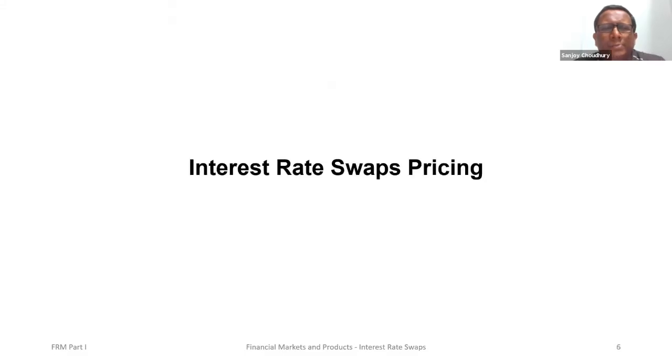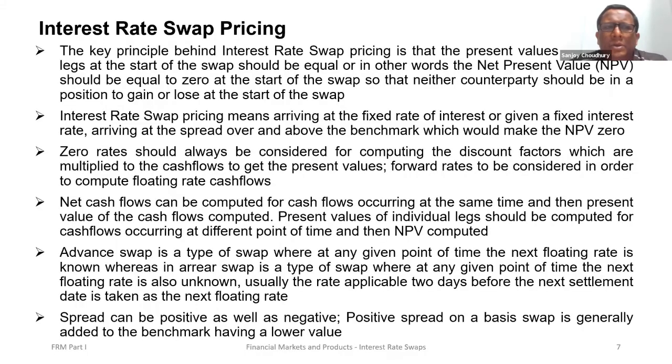Now we come to interest rate swap pricing. The key principle behind interest rate swap pricing is that the present value of both the legs at the start of the swap should be equal, or in other words, the net present value should be equal to 0 at the start of the swap, so that neither counterparty should be in a position to gain or lose at the start of the swap.